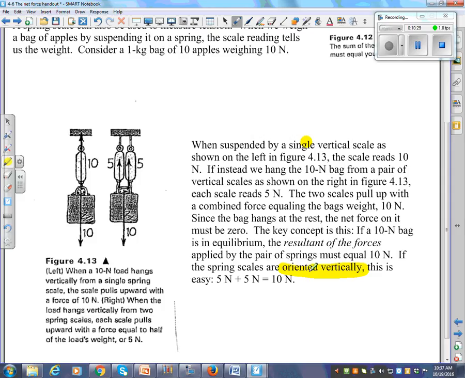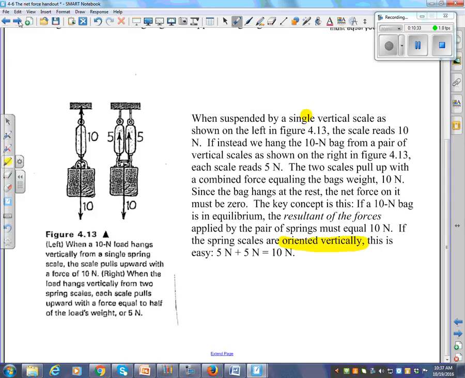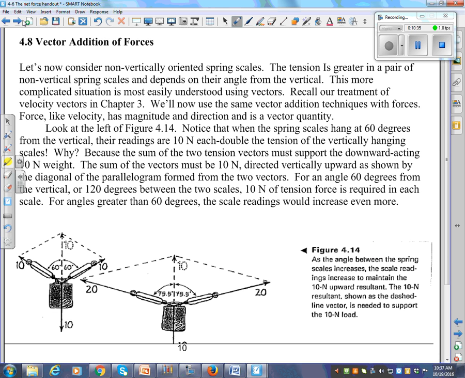Okay? So as the angle increases, what happened? As the angle increased like this, what happened to the amount of force? In fact, here at 75.5 degrees, it's actually 20 newtons. I'm just going to read through this here.